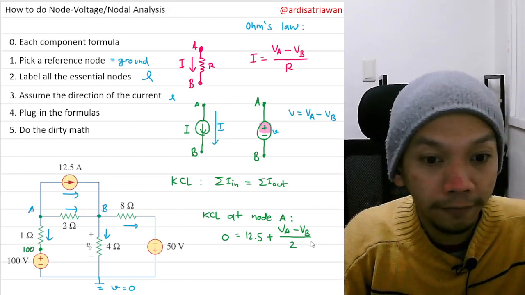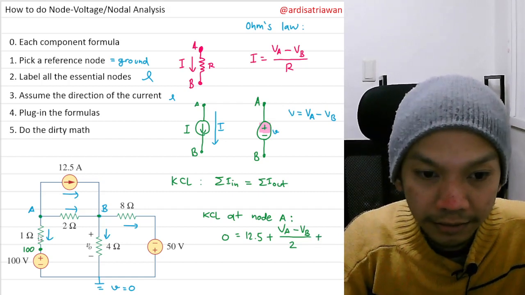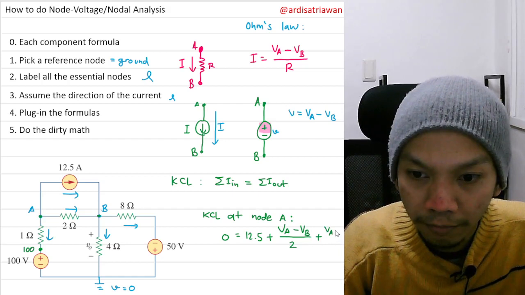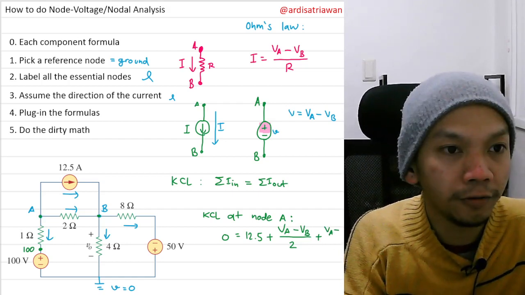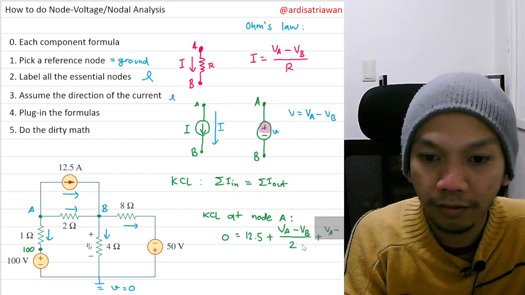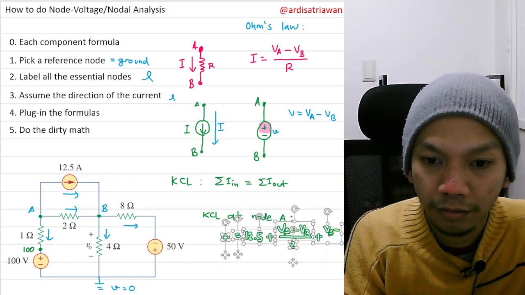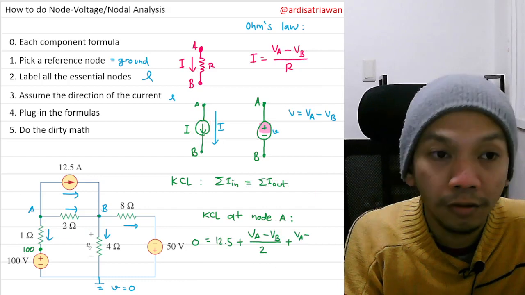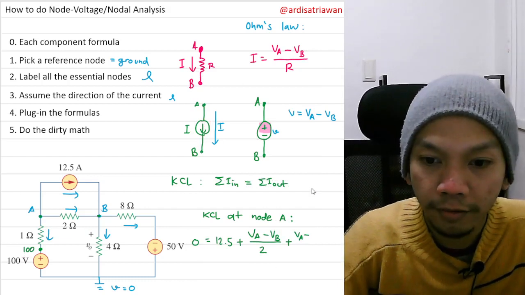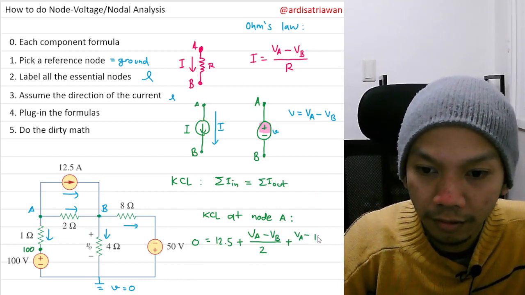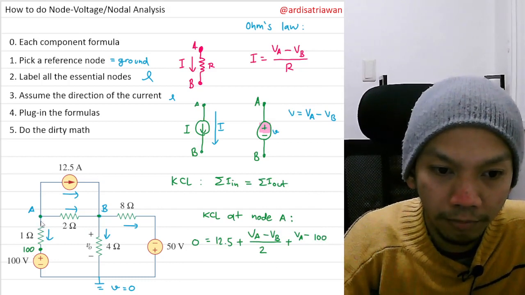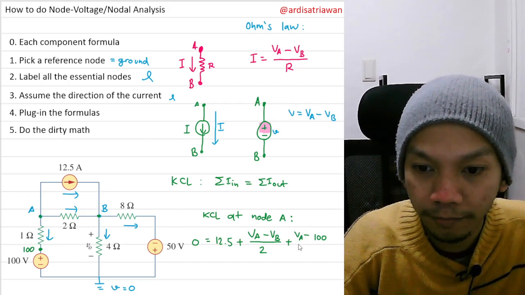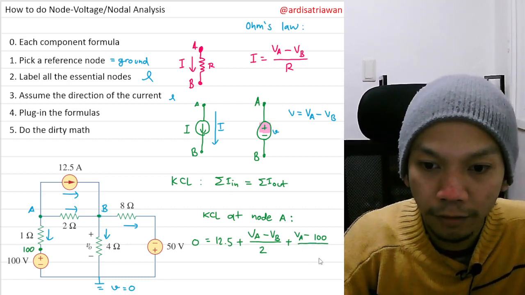So I will have plus VA minus, I think I ran out of space, let's move that. Minus 100, so VA minus 100 divided by the value of the resistor between them, so I will have 1.